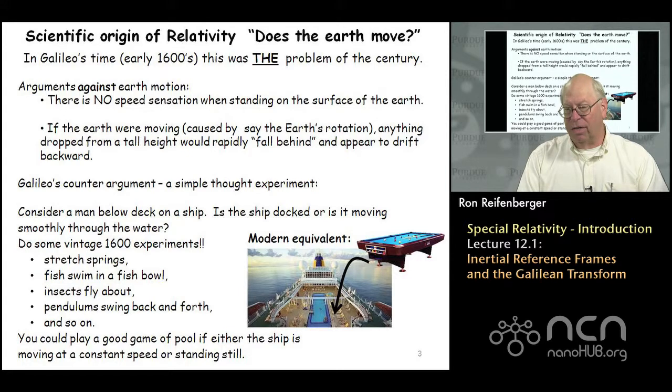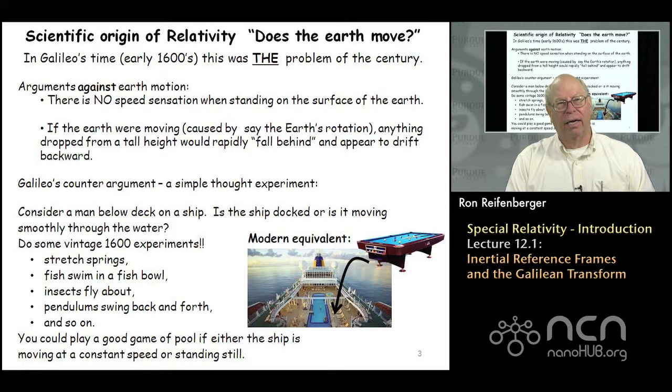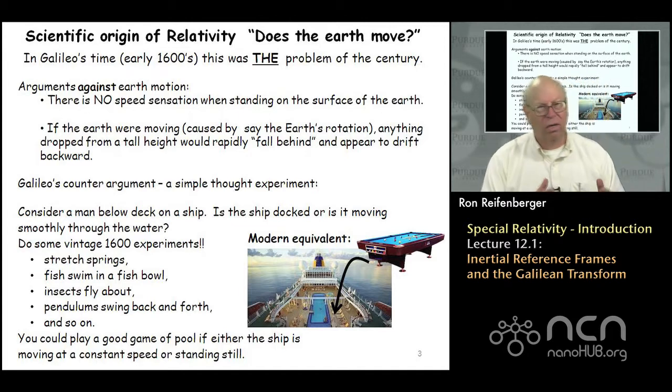I'm trying to come up with an analogy, maybe one that's a bit more of a modern equivalent. The idea I'd like you to think about is trying to play pool on an ocean liner that's moving across the ocean. If this pool table is submerged in the decks of the ship, and if the ship is moving at constant velocity, what I'm telling you is you can play a game of pool without any problem, right? The motion of the cue balls, the motion of the balls, the way the balls drop into the pockets, everything will be the same as if the ship were standing still.